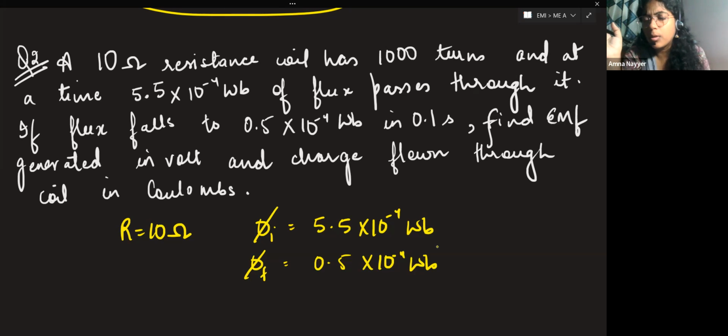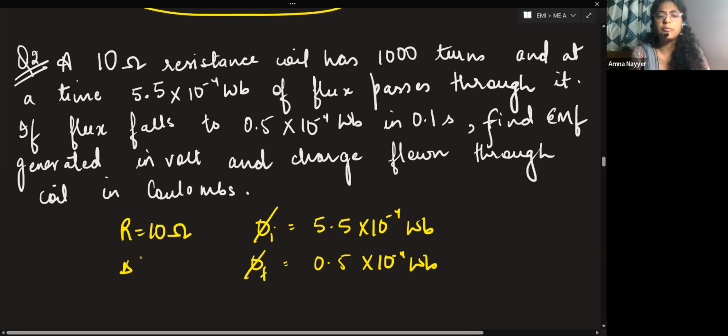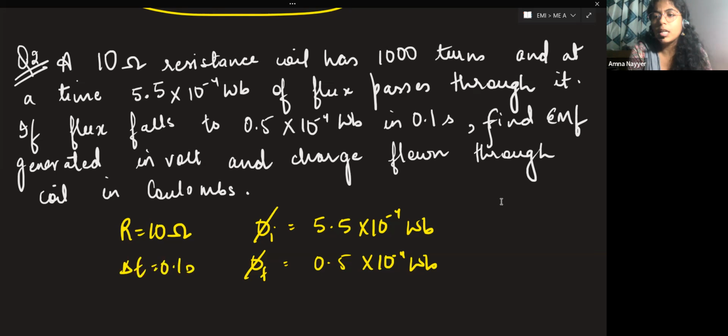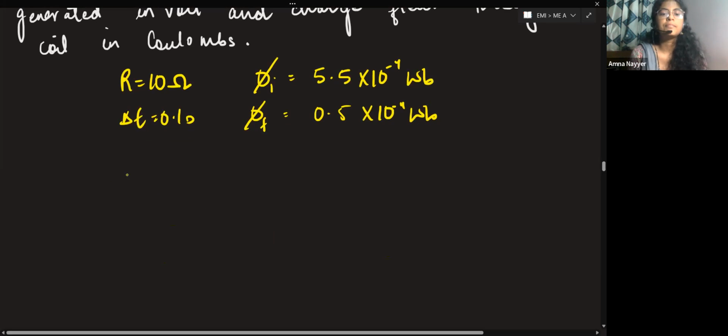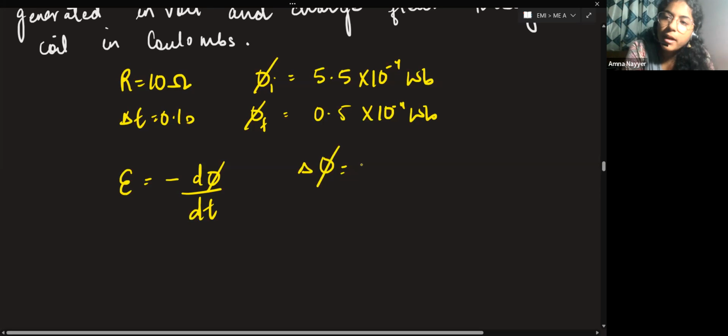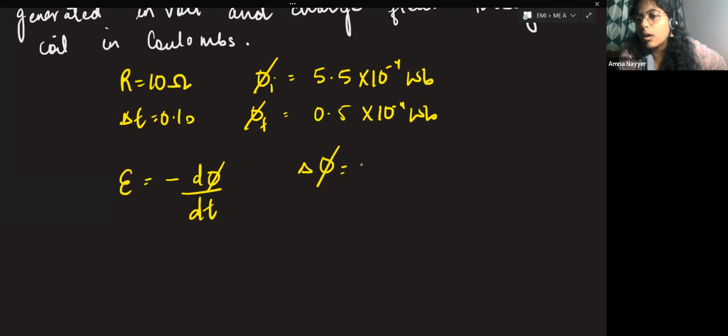So we have the formula for it. If we know the time duration, 0.1 seconds, then EMF is what? EMF is the rate of change of flux. So the formula of EMF is minus d phi over dt. Delta phi will be what? Initial minus final we cannot take. Phi 1 minus phi 2 we cannot take. We have to take final minus initial.